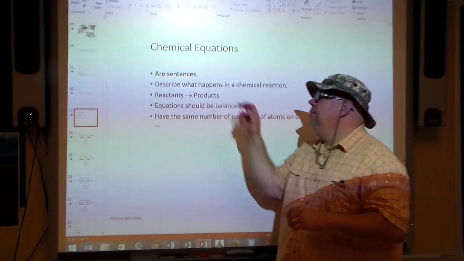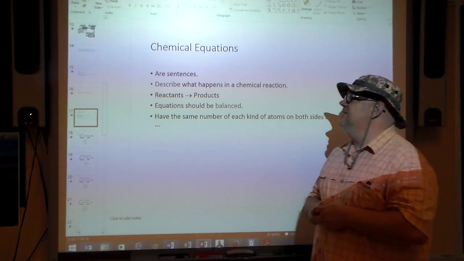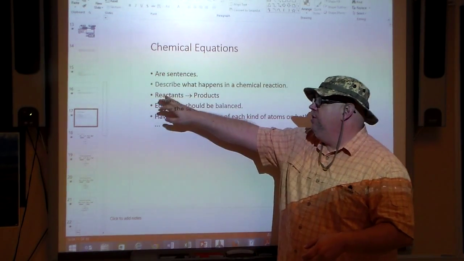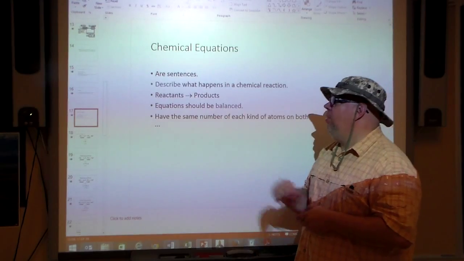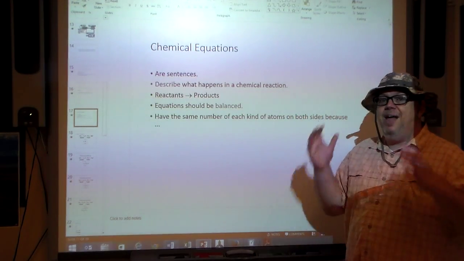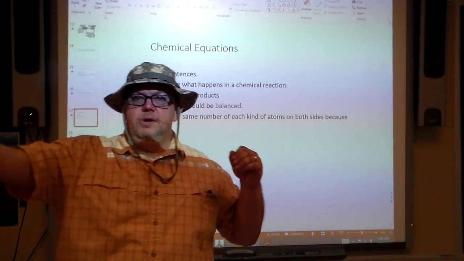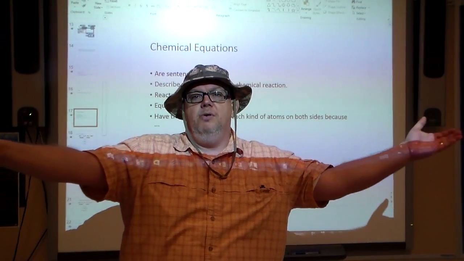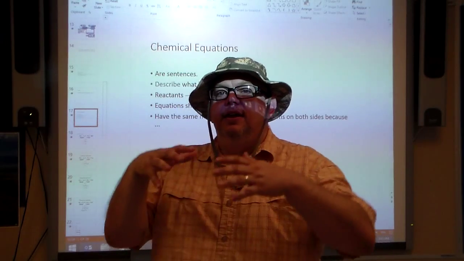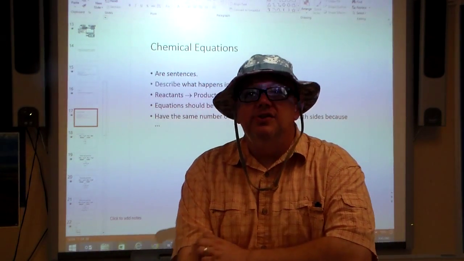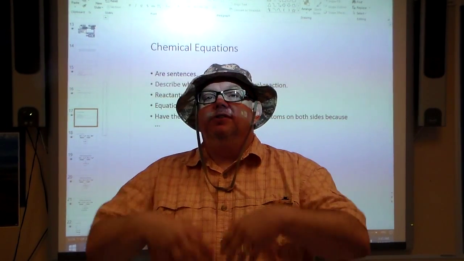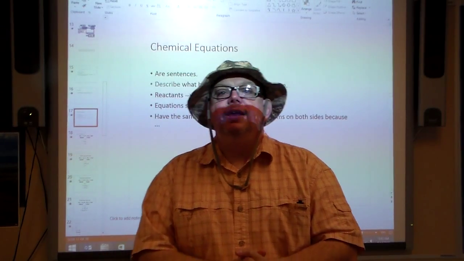But if we think about it, chemical equations, in a way, are like sentences that tell us what's going on. We start out with reactants, we end up with products. Now, the equations should be balanced. That is a key thing, because the number of atoms of reactants should equal the number of atoms of products. That is clear because of the law of conservation of matter, the law of conservation of mass, that needs to be obeyed.